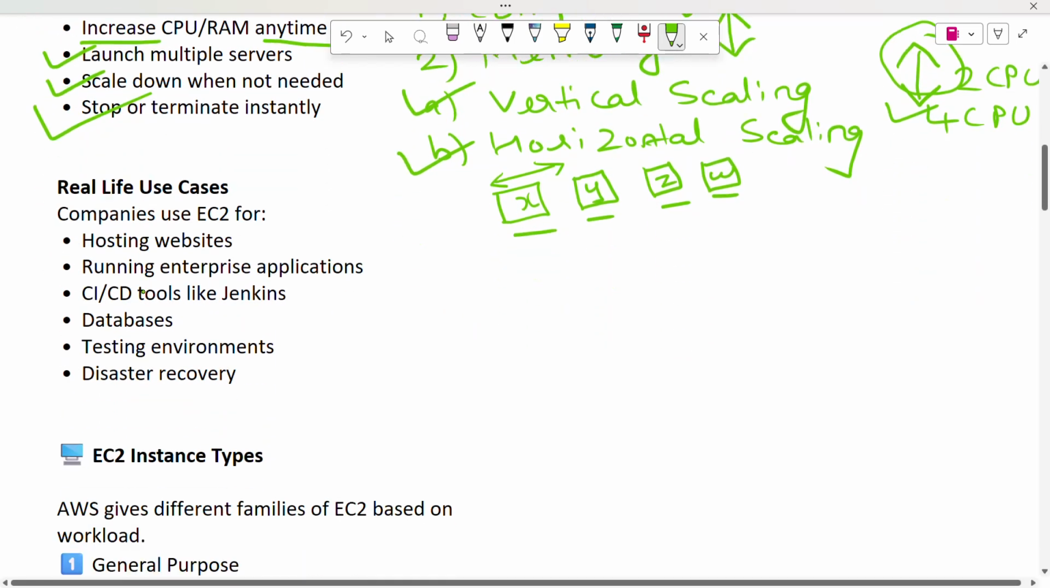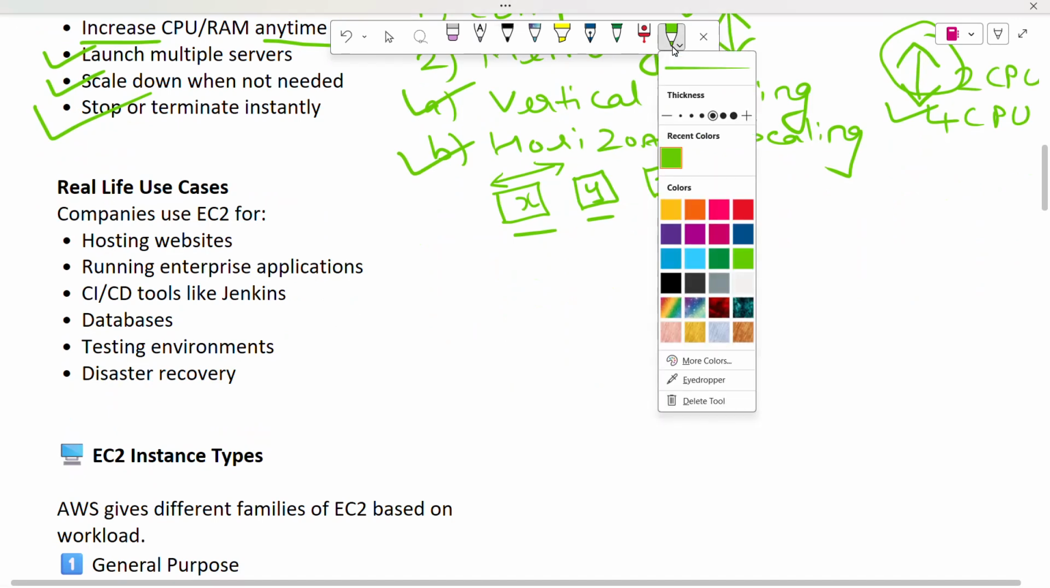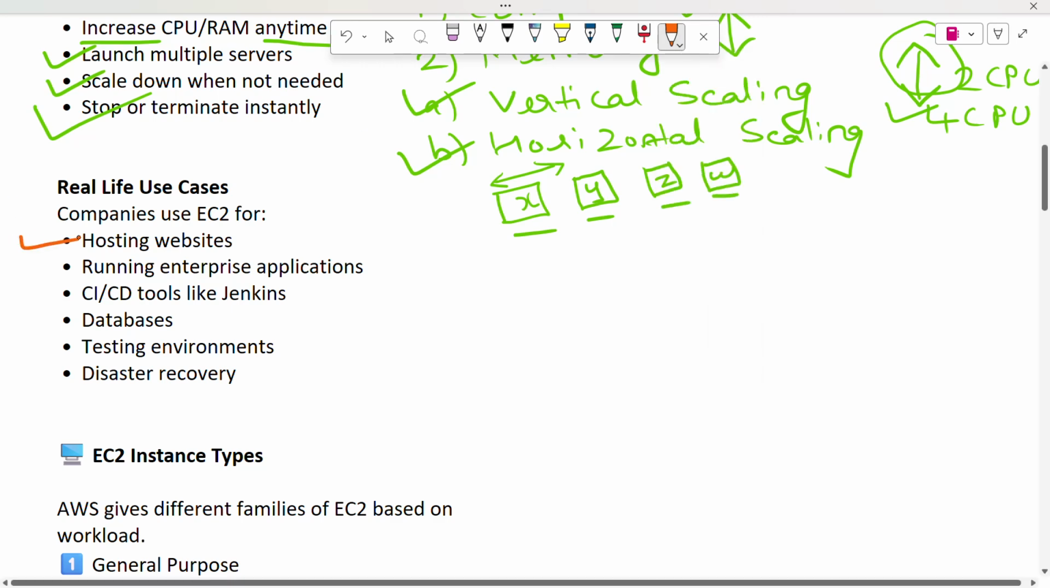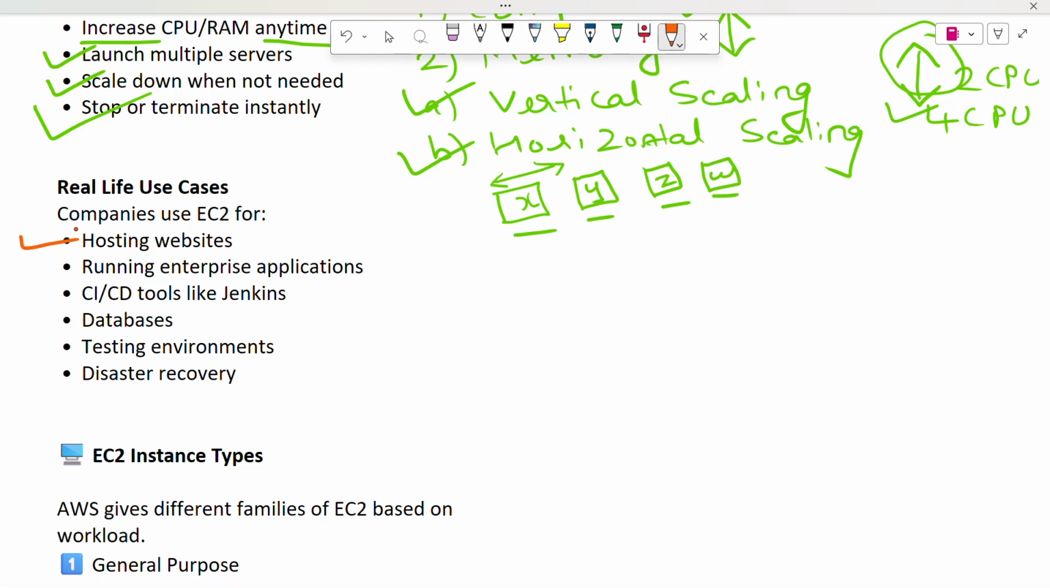Let's go ahead. Where does EC2 find its application in the real world? Hosting websites. You can host static websites. I'll be giving a demonstration of how to host, let's say, an HTML based website. A code which is written in HTML, we'll be hosting it on the EC2 platform in the upcoming video. So this is one application.